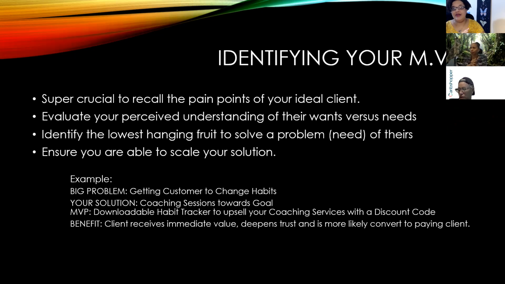The next thing is to evaluate your perceived understanding of their wants versus needs. We make a lot of assumptions about who we think our ideal customer is, what we think they want, and what we think they need. It's very important that we evaluate what we believe they need versus what they actually need. The next thing is to identify the lowest hanging fruit to solve a problem of theirs. And I'm going to show you exactly how to do that in tonight's class. And then to ensure that you are able to actually scale your solution.